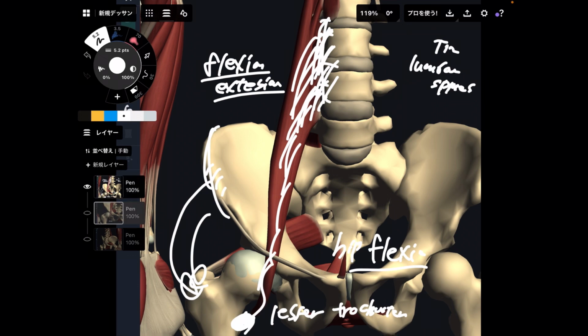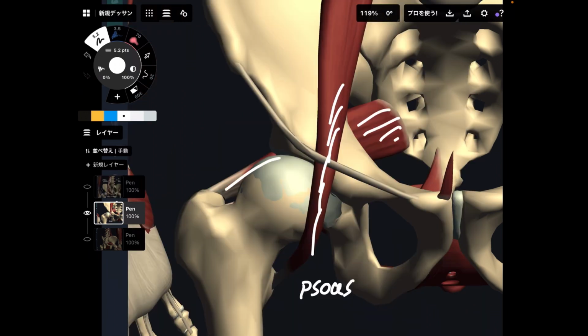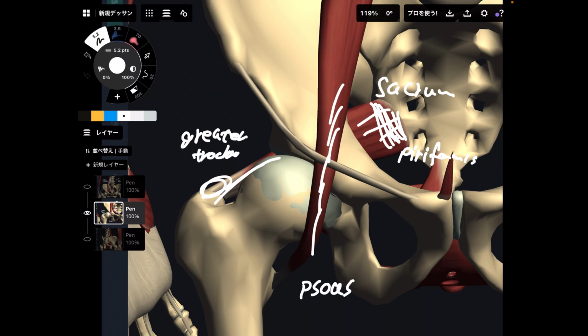What about the other muscle? The other muscle is this one. This is piriformis. Piriformis is also a hip muscle. This originates from sacrum. Sacrum is also axial skeleton. Where is insertion? Insertion is here. This is greater trochanter. That originates from sacrum and it inserts to greater trochanter. Look at that. Sacrum is axial skeleton. Piriformis originates from sacrum. It goes to greater trochanter.